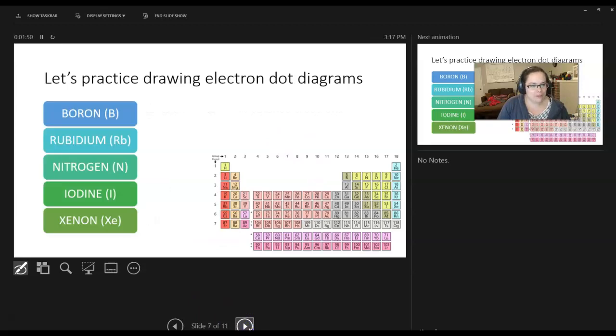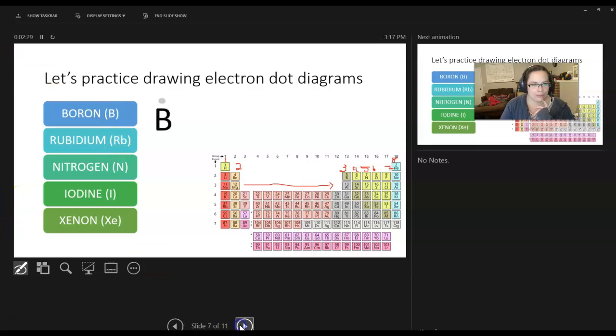Then I gave people some time to practice drawing electron dot diagrams. We started with boron, and in case you can't remember how many valence electrons different groups have, this group has 1, the second group has 2, you skip our transition metals. Then this tall block that starts with boron is 3, 4, 5, 6, 7, and then our noble gases have a full 8.